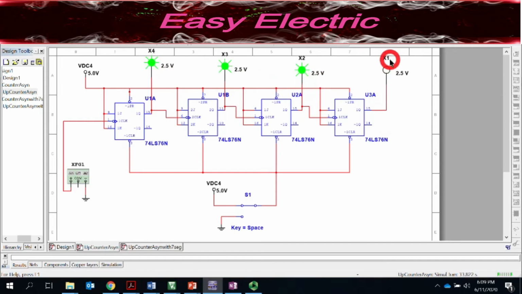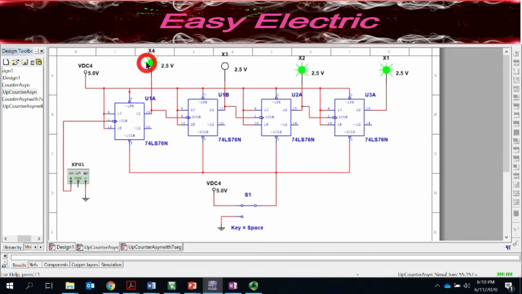The next should be 8. This should be 1. All the others should be 0. The next should be 9. This one and this one should be on. That's right. So the next should be 10. So 8 plus 2 is 10. That's right. The next should be 11. So this is 8, 2, 1, 11. That's right. So the next should be 12. These two are 12. This is 8 plus 4 is 12.